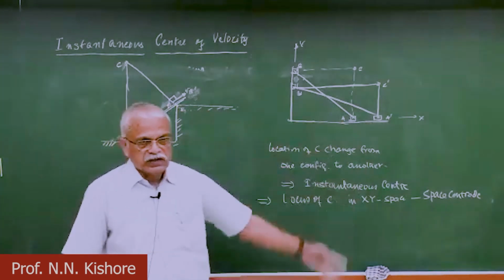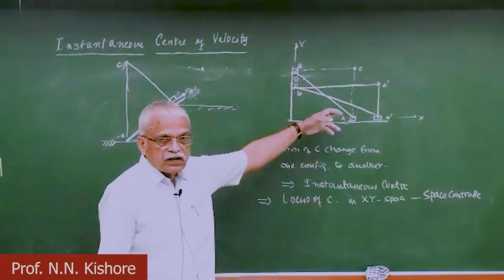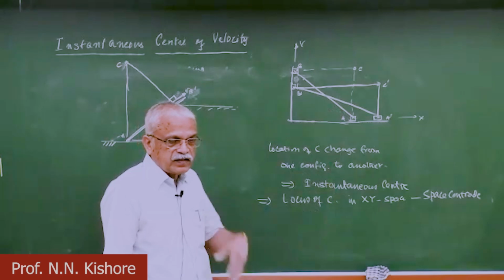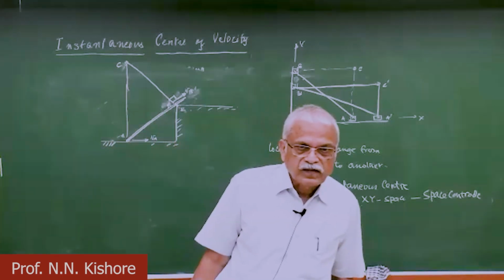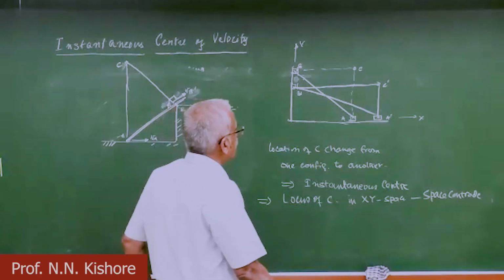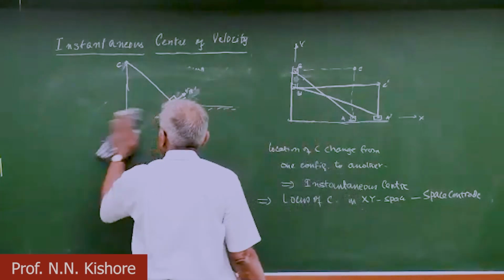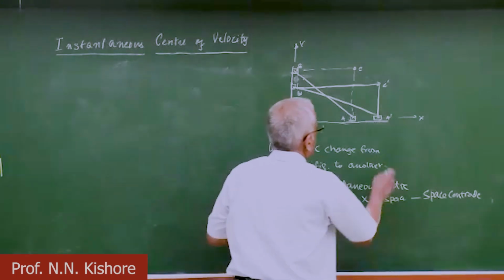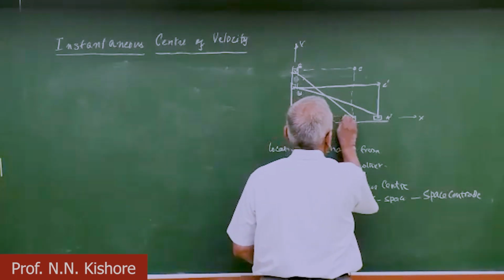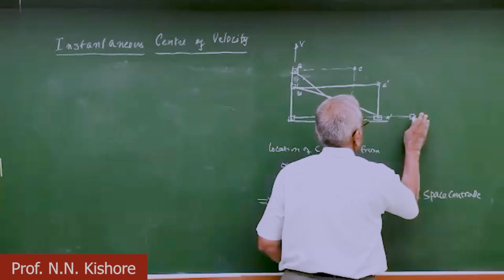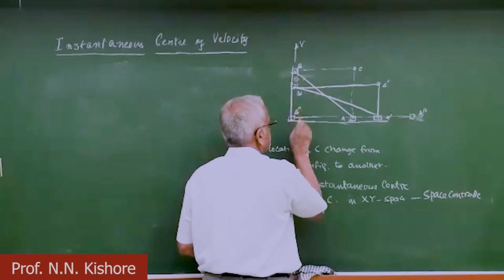Can you tell me what is the locus here? The locus of the C, is it a straight line or is it some kind of curve? And if so, what kind of curve? See what happens here at the extreme position. So let us say if you go to the extreme position, when the rod comes here and it is lying here, let us say this is A double prime and B double prime.